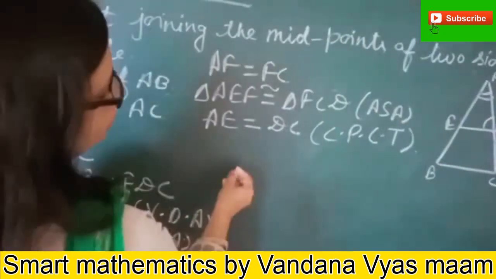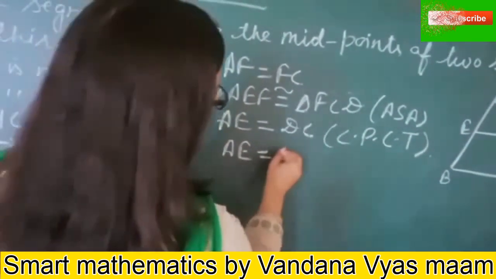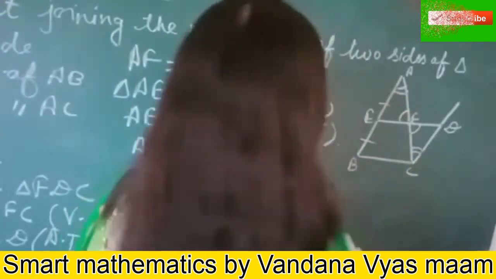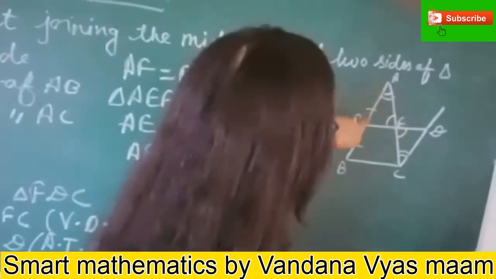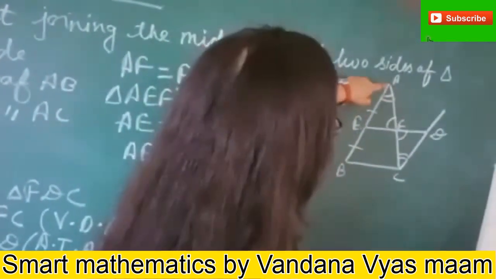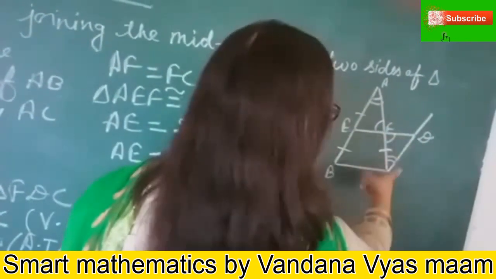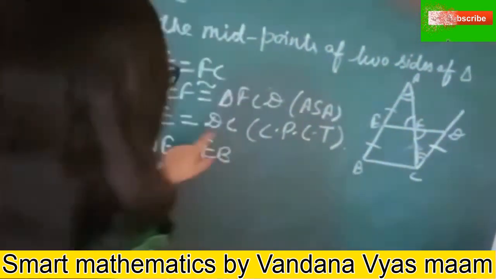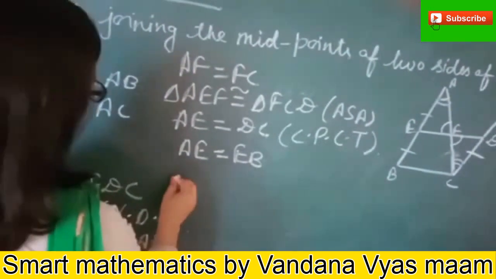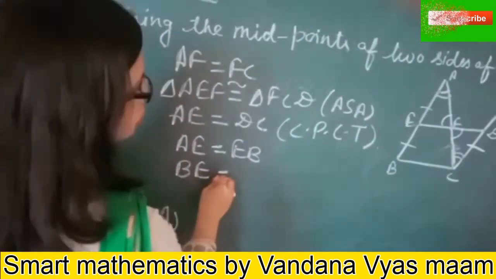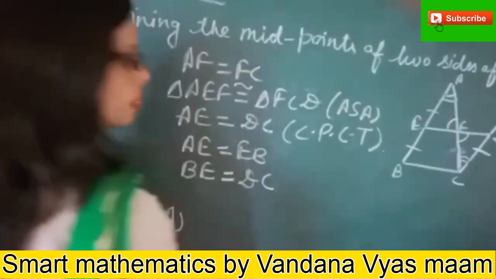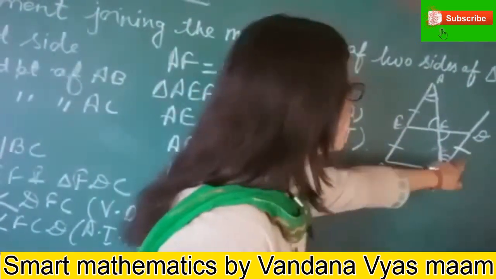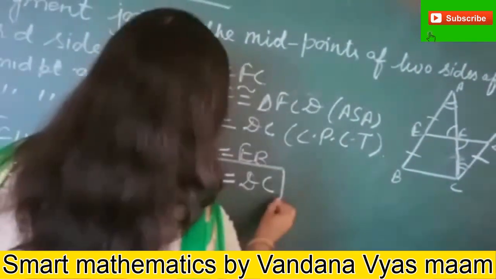So here we have AE is equal to EB. Why? Because E is the midpoint of AB, then AE is equal to EB. And we have proved AE is equal to DC. So we have BE is equal to DC. Clear? If this side is equal to this side and this is equal to this side, then this will equal to this. So BE is equal to DC.